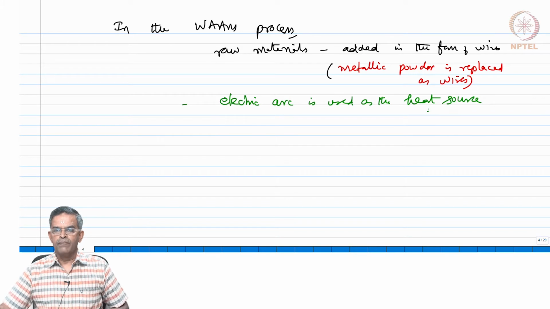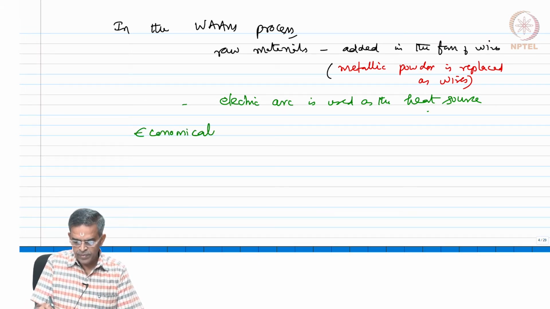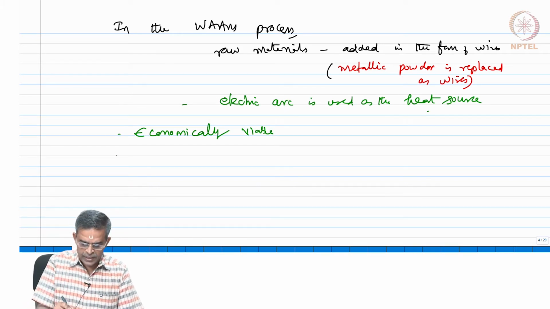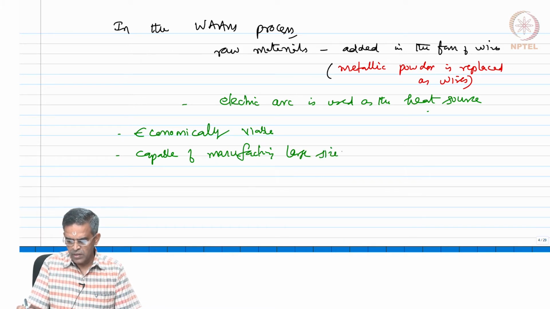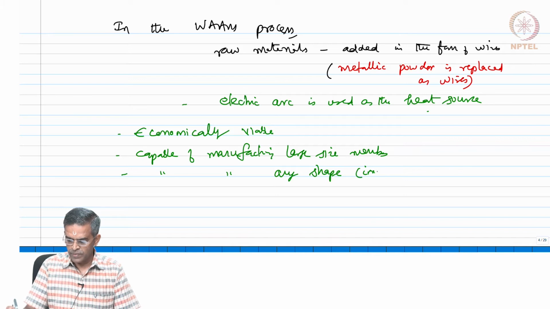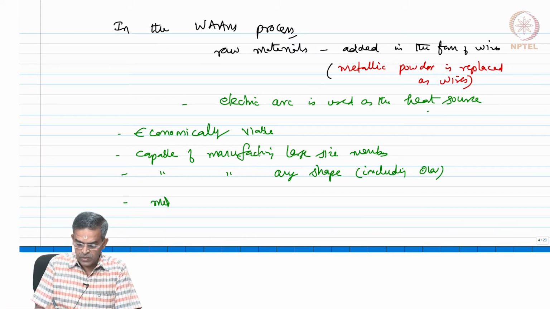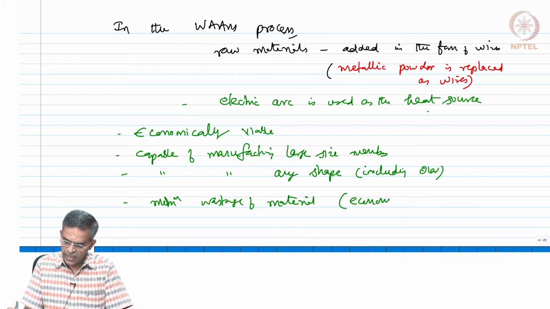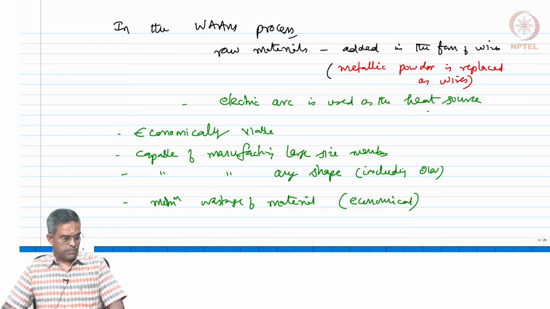Therefore, friends, VAM is considered to be economically viable and it is capable of manufacturing large size members. It is also capable of manufacturing any shape, including circular, because circular is considered to be one of the most difficult fabrication processes. Furthermore, it has got a minimum wastage of materials. So, I should say this process is highly economical compared to the conventional processes used in manufacturing alloys or composites. Okay.